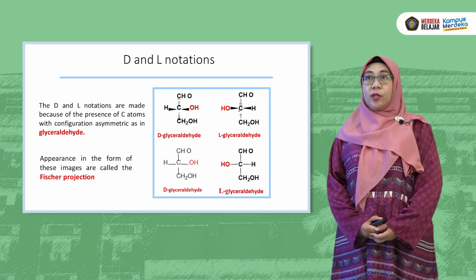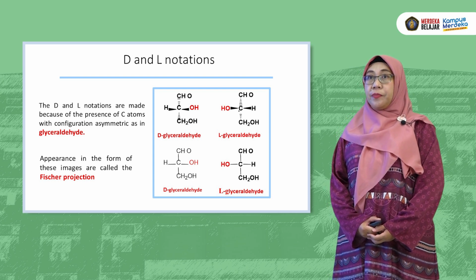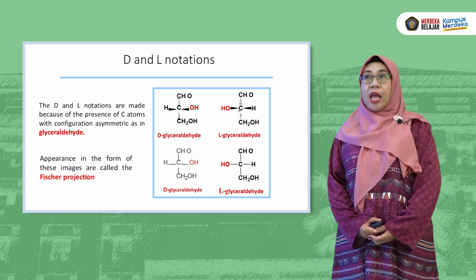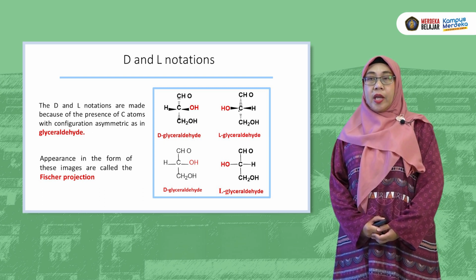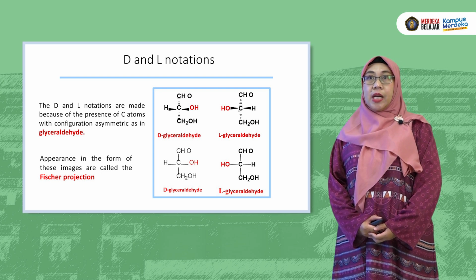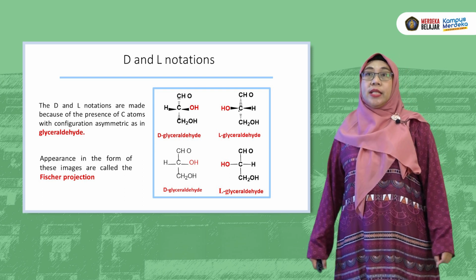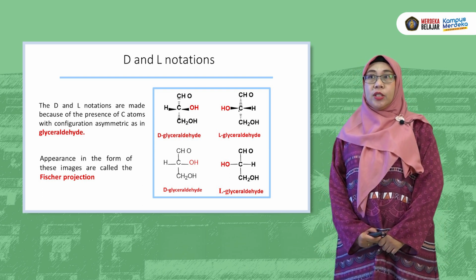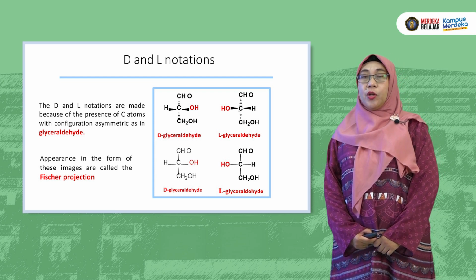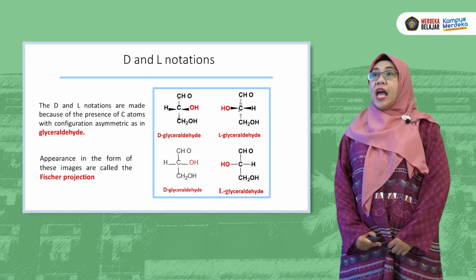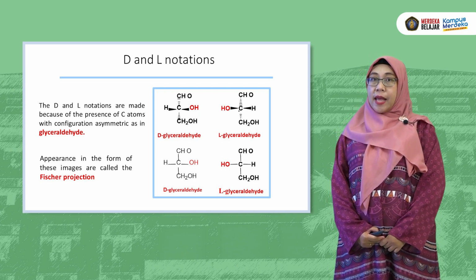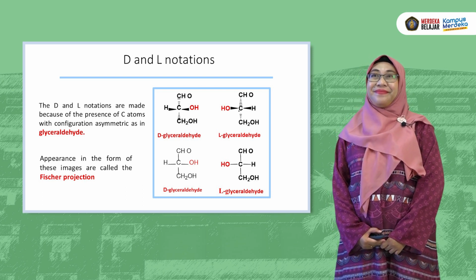The D and L notation is made because of the presence of a carbon atom with asymmetric configuration, as in glyceraldehyde. If on this carbon atom the hydroxyl points right, it's a D sugar. If it points left, it's an L sugar. When we look at this, it is important to understand that with the Fischer projection, horizontal lines are implied to be wedge bonds, while the vertical lines are implied to be dash bonds.